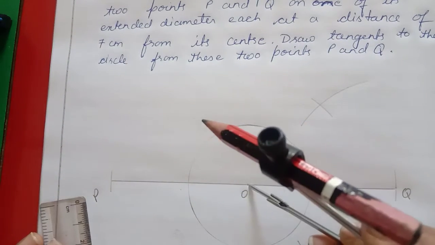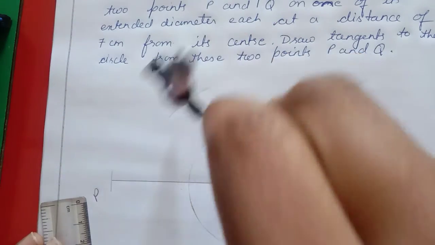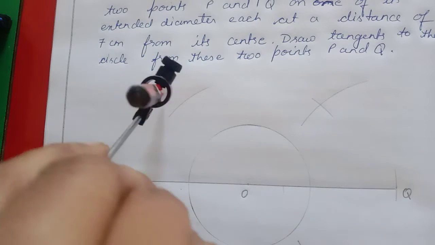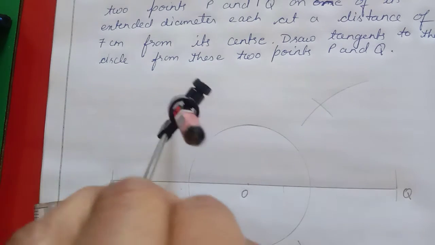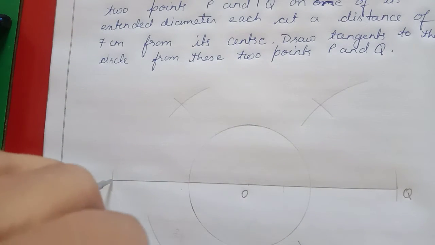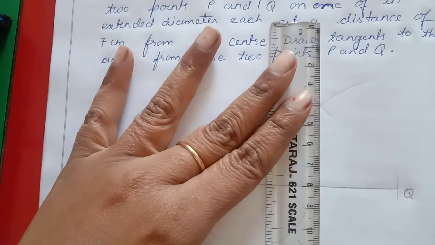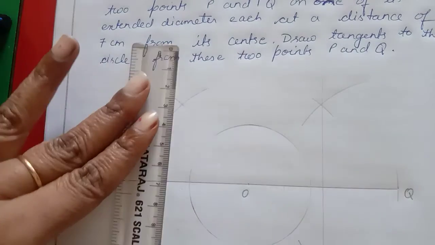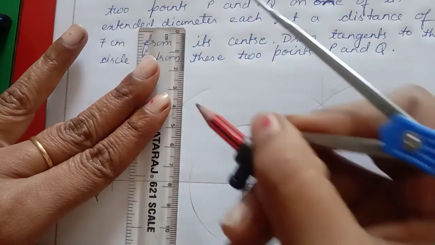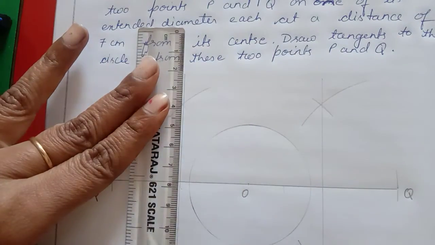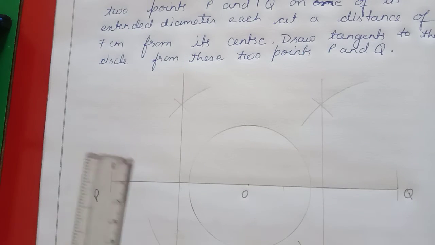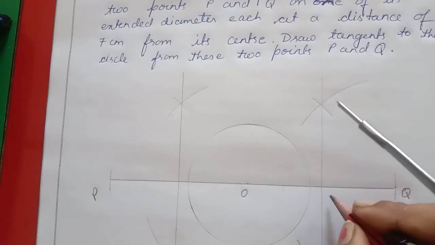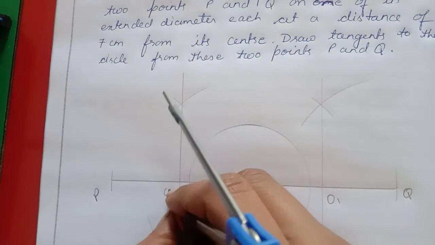By taking now O as center, draw 2 arcs up and down of OP, and again with the same radius from point P we will draw the 2 points. Okay, now we will join these 2 points as well as these 2 points so that we will get the perpendicular bisector of both OP and OQ. Let us mark these midpoints as O1 and O2.